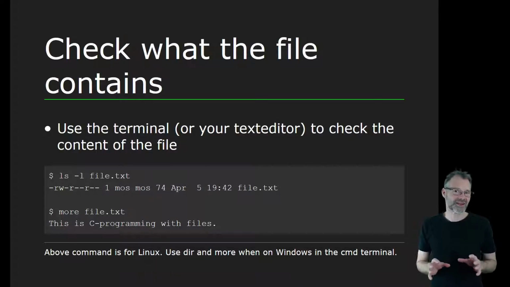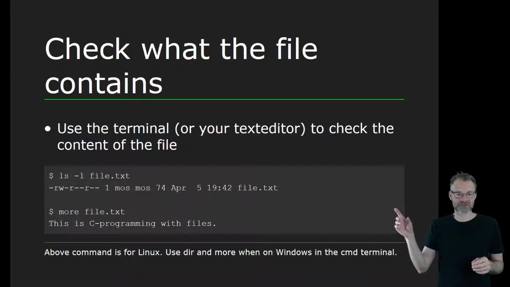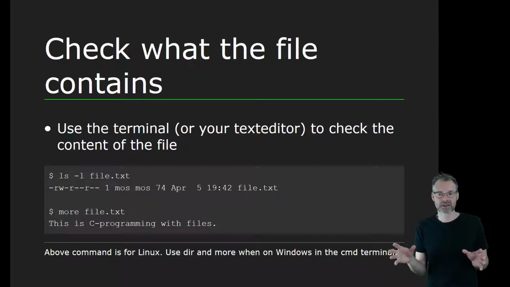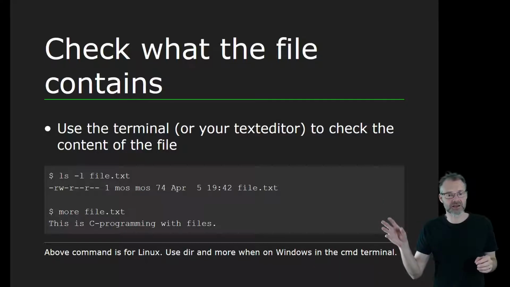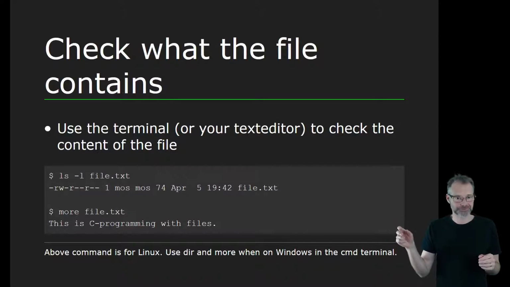When we're working with files, it's really good to see what they actually contain without the need of using the actual C program to check it out. So of course we can use the operating system, the terminal, to see how the file looks. Here I'm doing it on a Linux terminal with ls -l file, showing me the file and the size of it. And if you're on Windows, you should do dir instead.